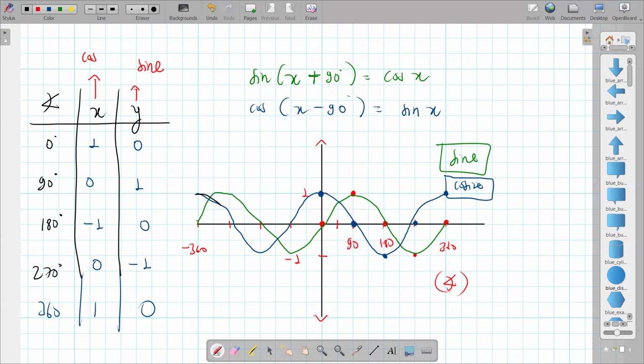You have this blue curve, right? You take this entire curve and you horizontally shift it 90 degrees to the right, and you will get the green curve. Do you see it or no? I can do this on Desmos. Maybe it'll be better.